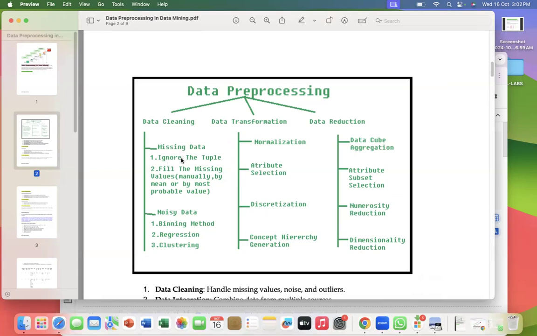In the missing data, we will ignore some tuples which are blank, right? Or we'll put some values there. Means suppose some empty cells are there. In that empty cell, we can put zero.